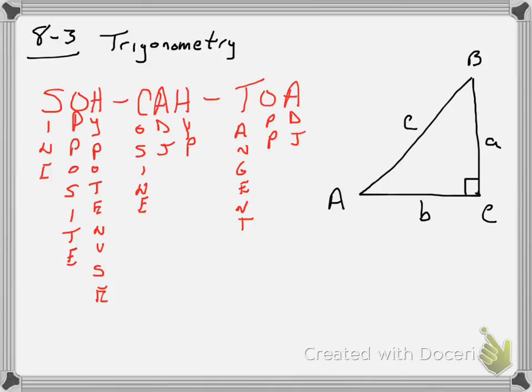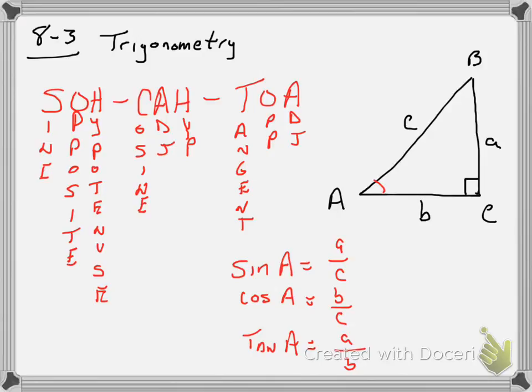So if we're talking about, let's just talk angle A. The sine of A equals opposite, which is A, over hypotenuse, which is C. The cosine of A equals adjacent to A, which is B, over the hypotenuse, which is C. And the tangent of A equals the opposite, which is still lowercase a, over the adjacent, which is B.